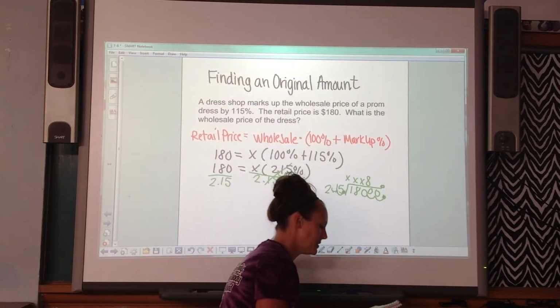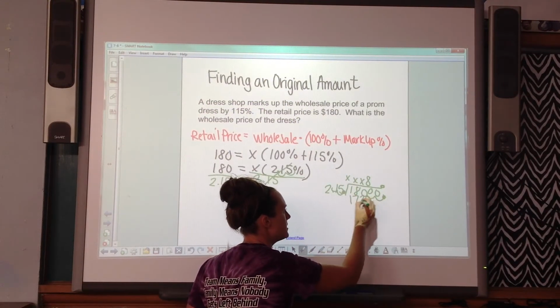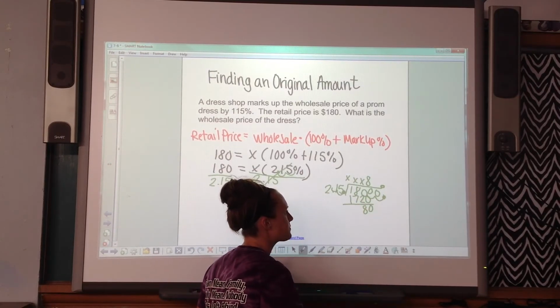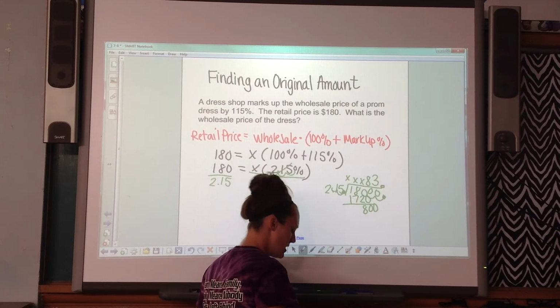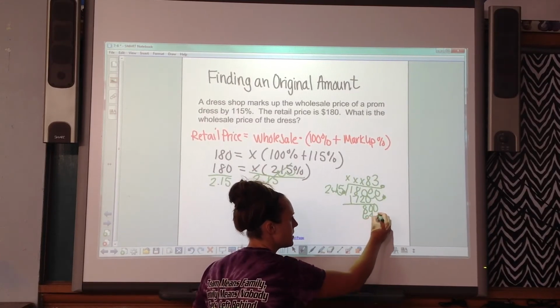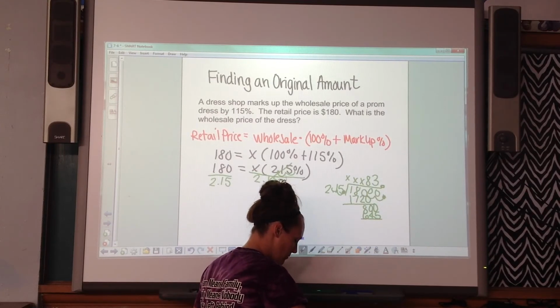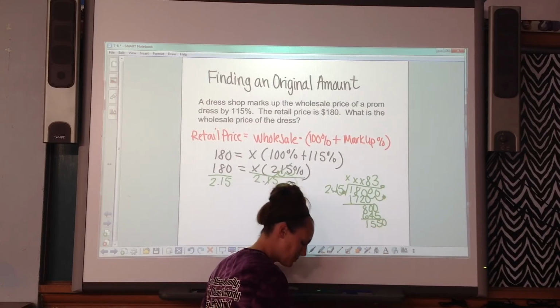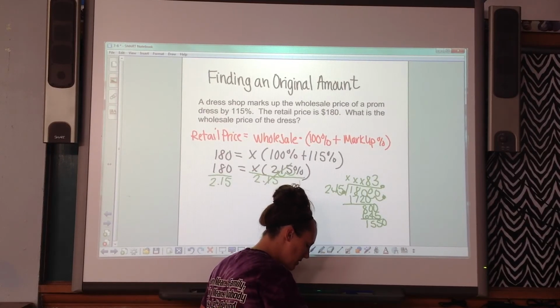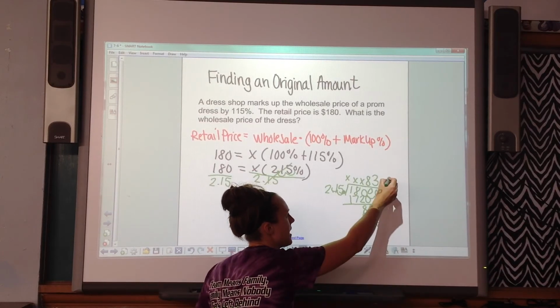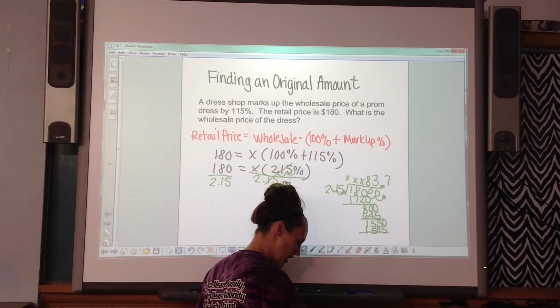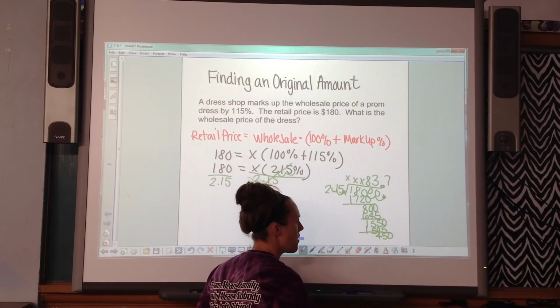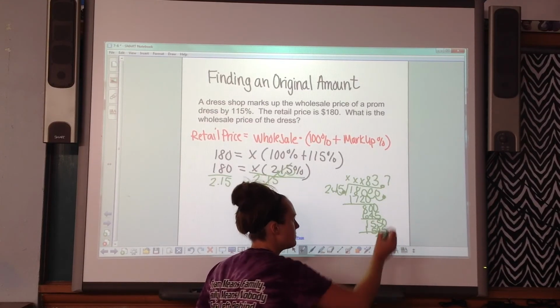Okay, so that would be 1,200. You're left with 80. You would bring down a 0. 215 goes in 3 times. 215 times 3 is 645. And then you'd get 155 and you'd bring down a 0. Okay, and then it would go in 7 times. 215 times 7 is 1,505. When you subtract that, you get 45, and you bring down that last 0, because it would come out evenly to a 2.